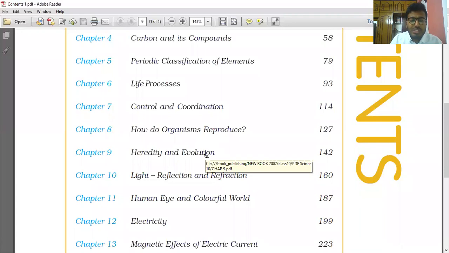Now the next chapter is heredity and evolution. There's always this thing, evolution. According to Charles Darwin's theory, we came from chimpanzees. So how we actually came from chimpanzees, whether there was anyone before our chimpanzee, all those things we'll be discussing in this heredity and evolution chapter. So basically from chapter number 6 to 9, you're having the biology section.